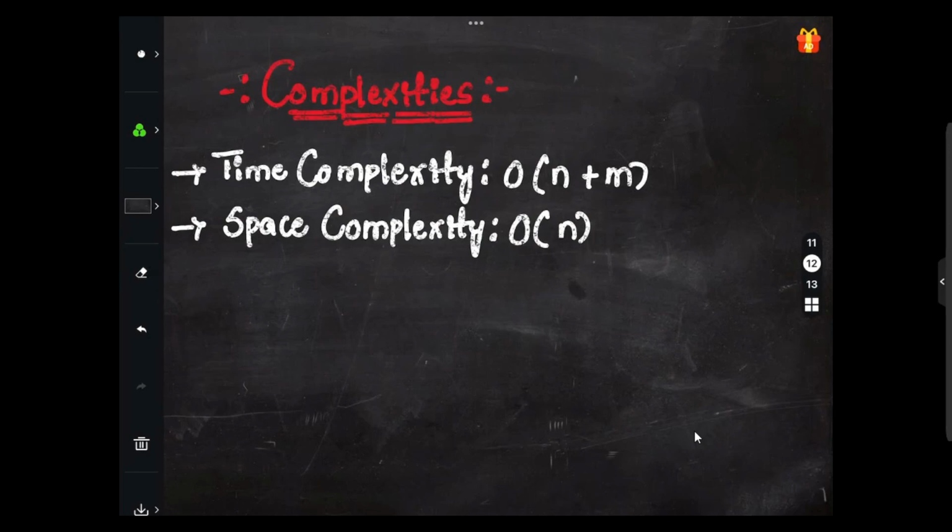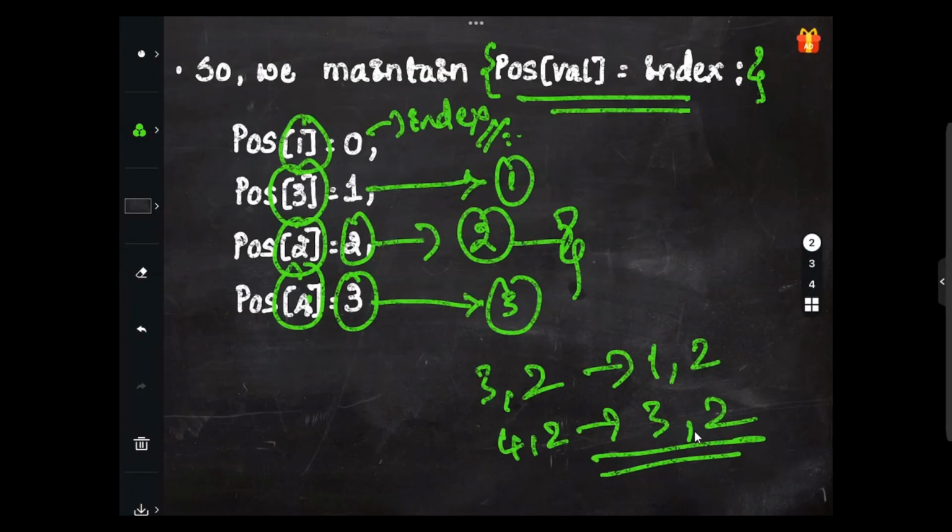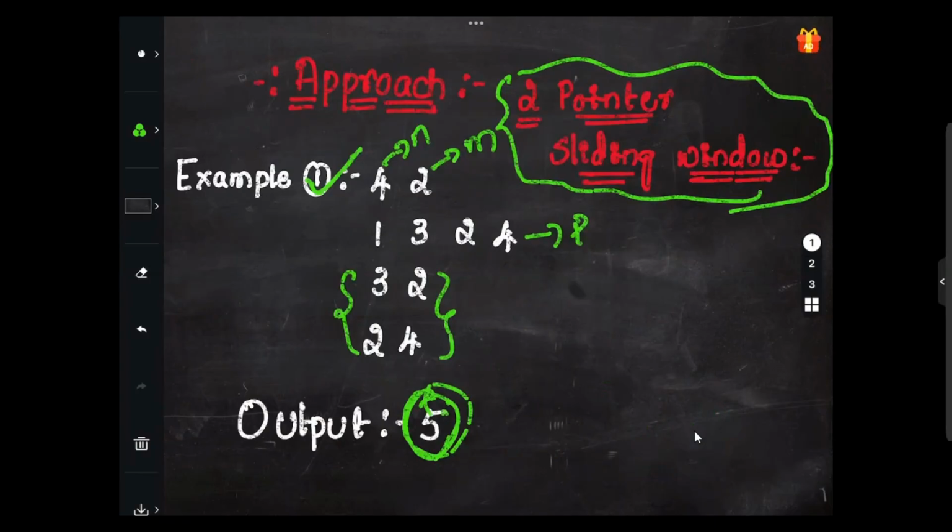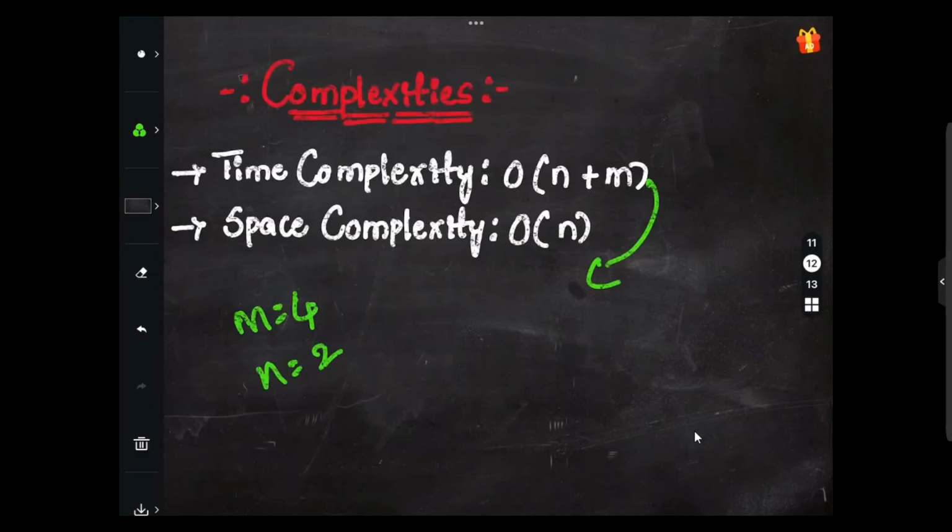The time complexity would be big O of n plus m, because in the input we have n and m. For the example we considered, n was 4 and m was 2. Sorry, I got that mixed up. N is 4 and m is 2.